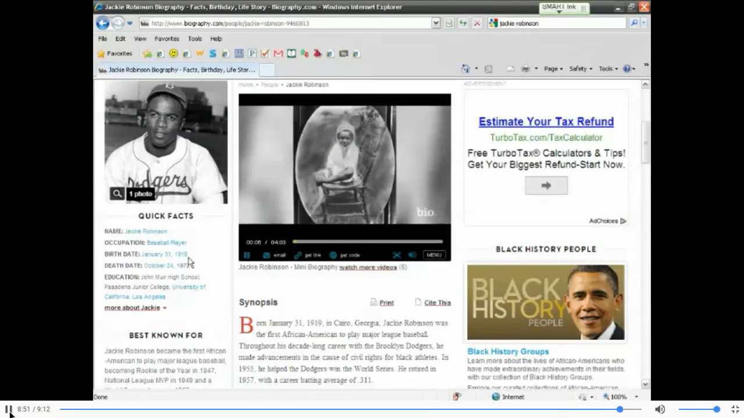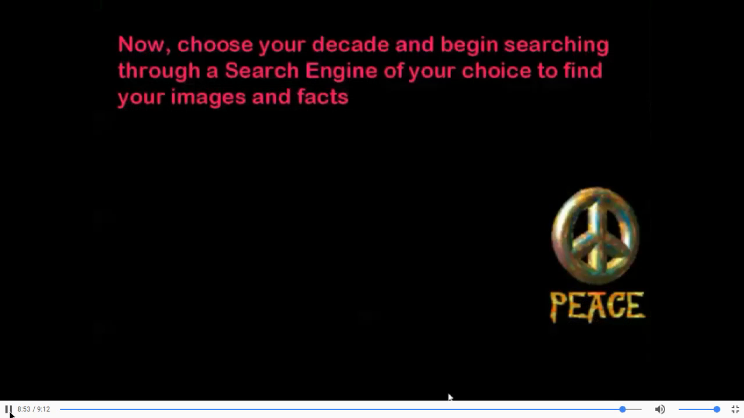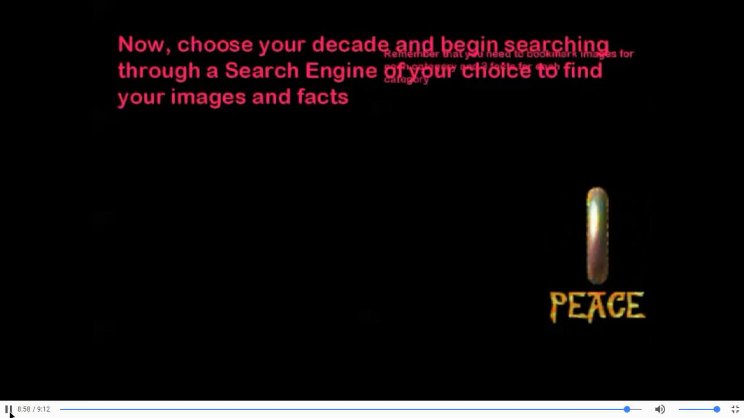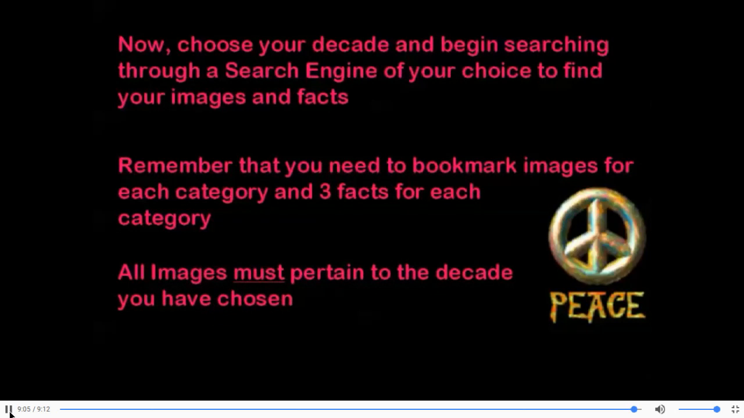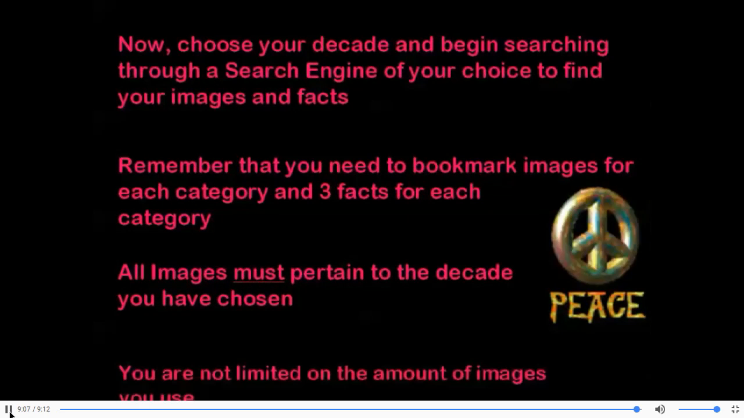Now choose your decade and begin searching through a search engine of your choice to find your images and facts. Remember that you need to bookmark images for each category and 3 facts for each category. All images must pertain to the decade you have chosen, and you're not limited on however many images you want.